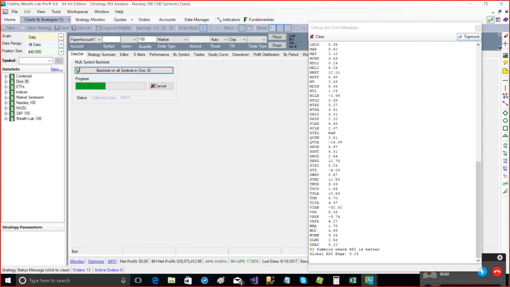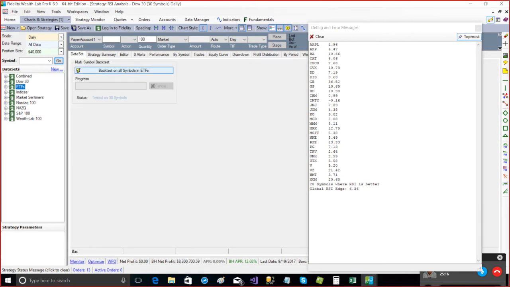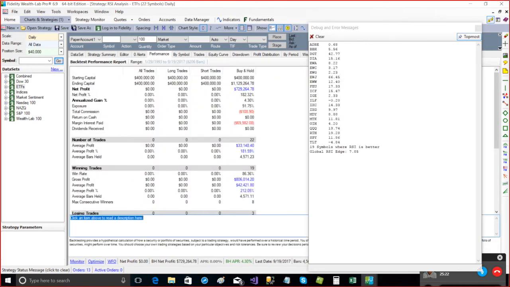On the Dow 30 stocks, I should have updated my data beforehand, but look at that. Wow. On the Dow 30, the edge of the RSI is 6.36. Wow. So let's try it on the ETFs. That'll be interesting. Yeah, ETFs don't have survivorship bias. Wow. This is even more. On the ETFs, the RSI edge is 7.85.